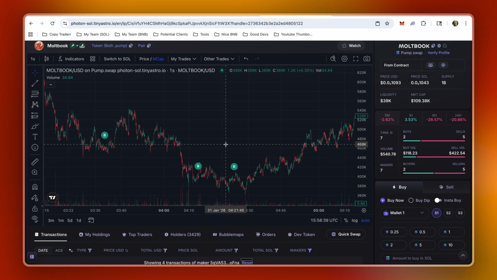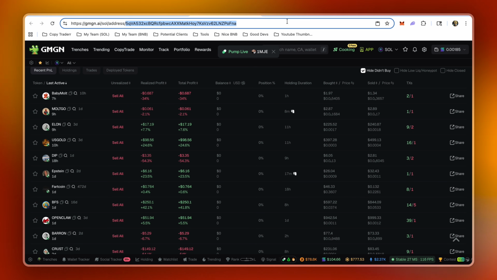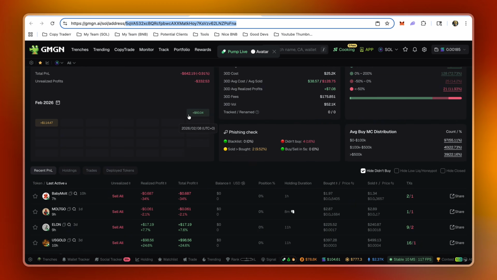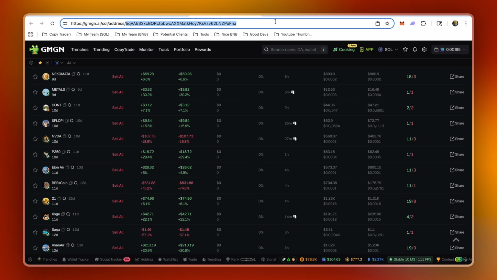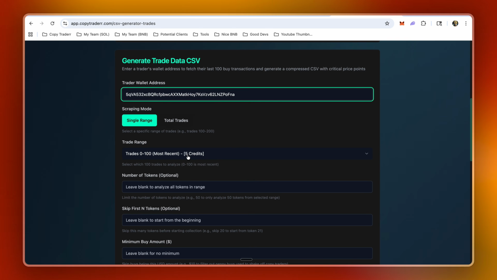So right away, I've seen enough. I could open a few more charts, and if I wasn't making a video, I probably would, but I like what I see. So now I'm going to come back to copytrader.com and I'm going to open up the CSV generator. I want to map out this trader's trades into a CSV format that the copy trader algorithm can read. I'm going to check the last 100 trades.